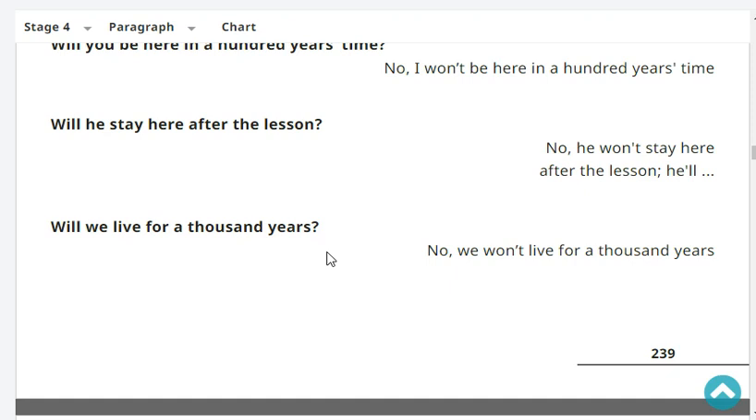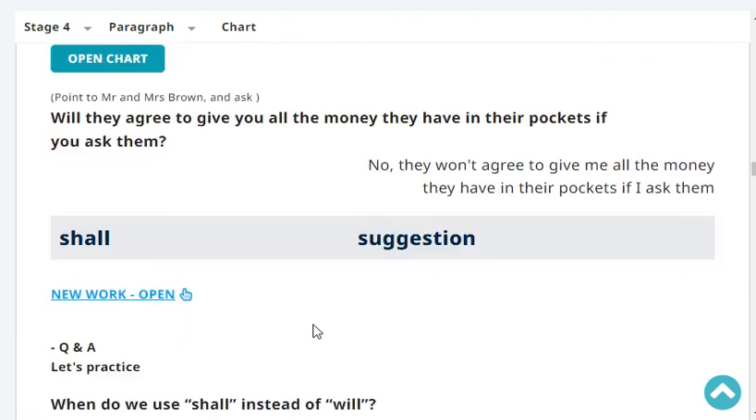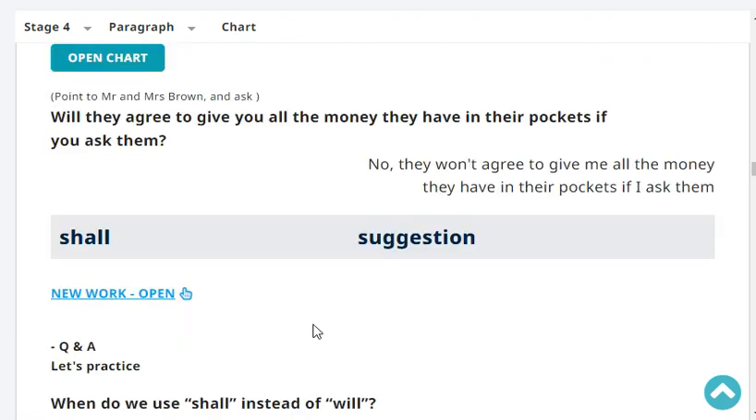Very good. Will we live for 1,000 years? No, we won't live for 1,000 years. Very good. Will they agree to give you all the money they have in their pockets if you ask them? Yes or no?